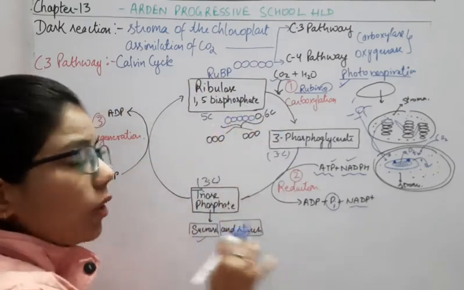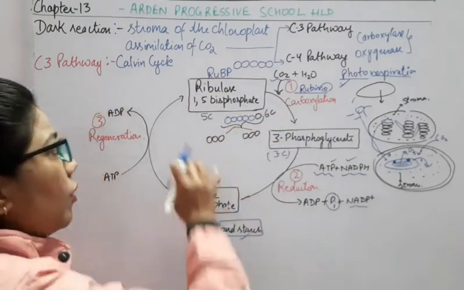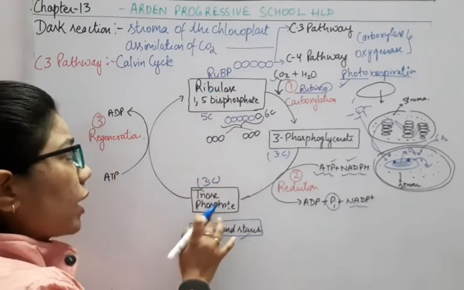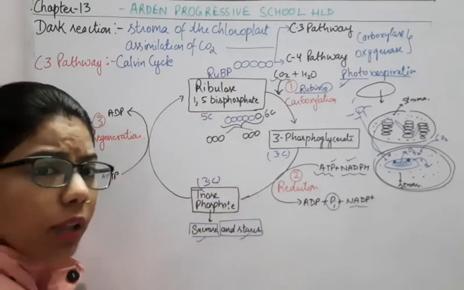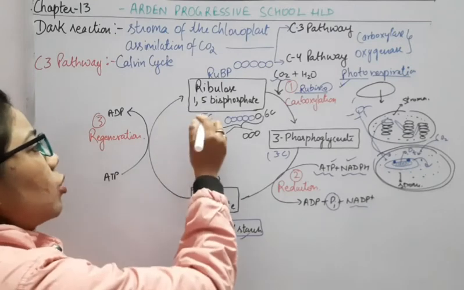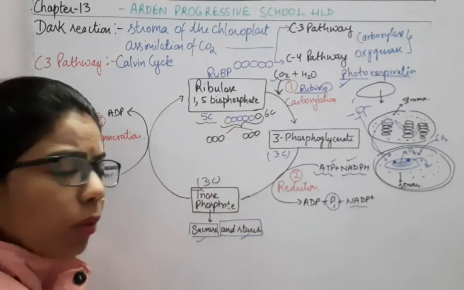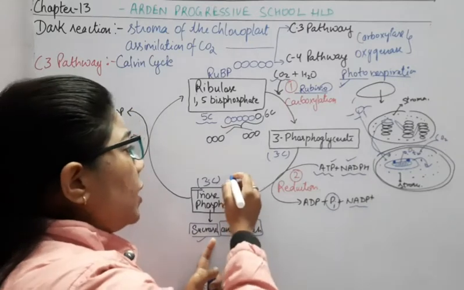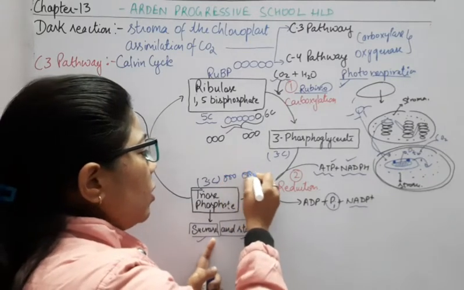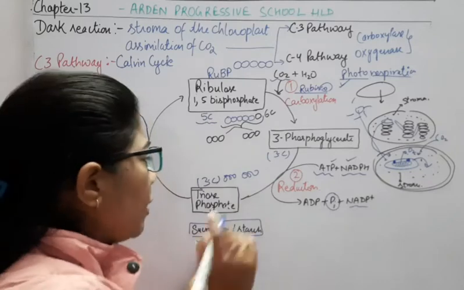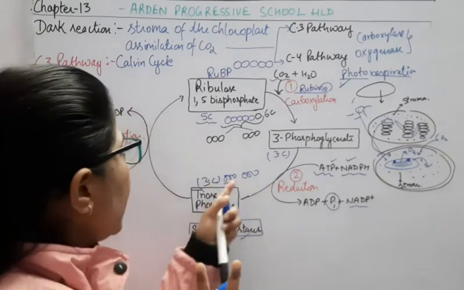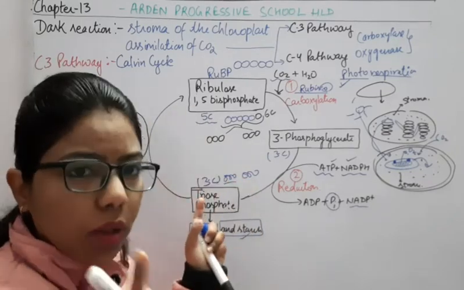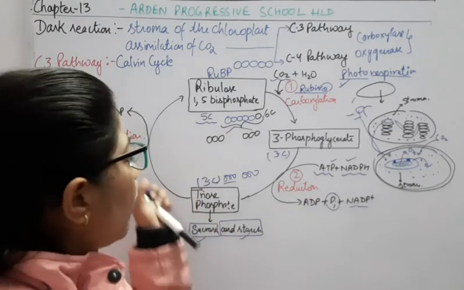Okay, if this cycle will not continue, what will happen? We will not get this food, because again it has to make the RuBP. It means that again it has to make a 5-carbon compound, and we know that here we are having triose phosphate, a 3-carbon compound and a 3-carbon compound like this, and we are having 2 molecules. So here again we will make only 1 molecule.